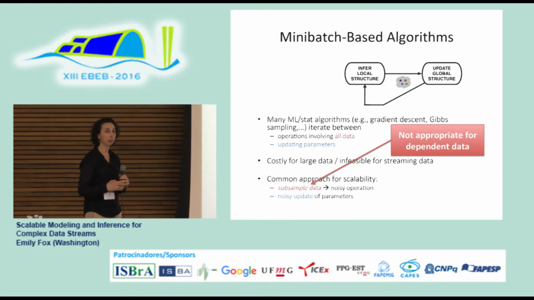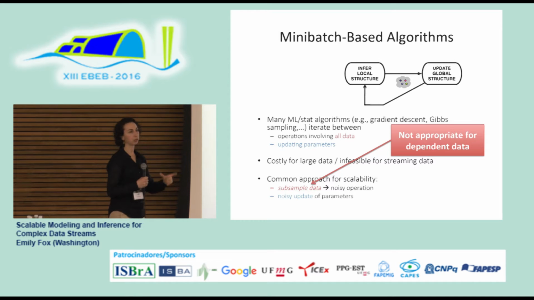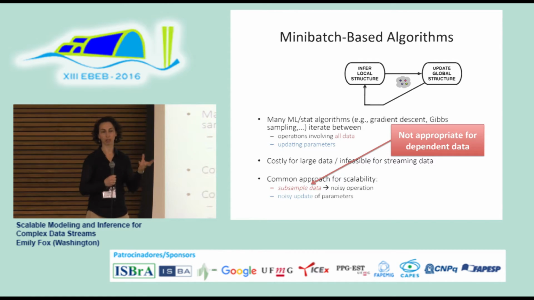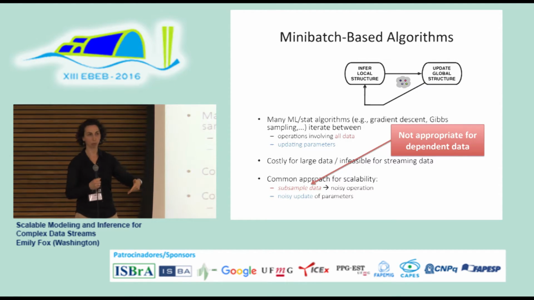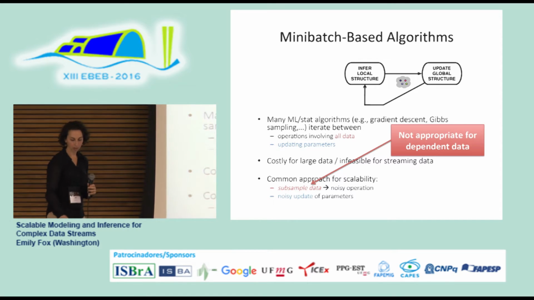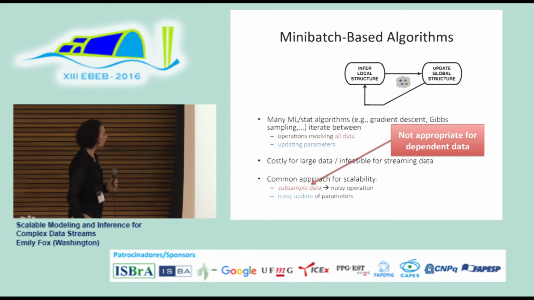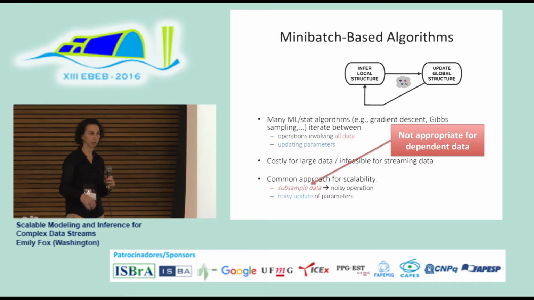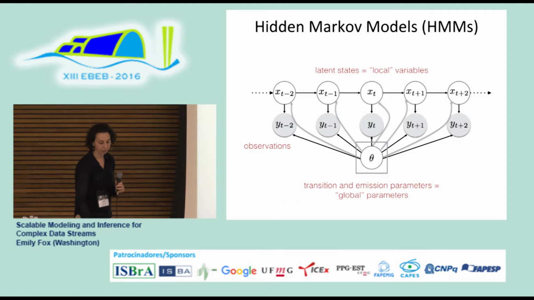So instead, a really common approach out there in the literature right now is to use what are called mini-batch-based methods, where you simply subsample your data, do your local step on that subsample, and then use that as a proxy for the entire data set to do a noisy update to your global parameters. But what we're going to discuss here is the fact that this subsampling of the data is really not appropriate when you're talking about time series.